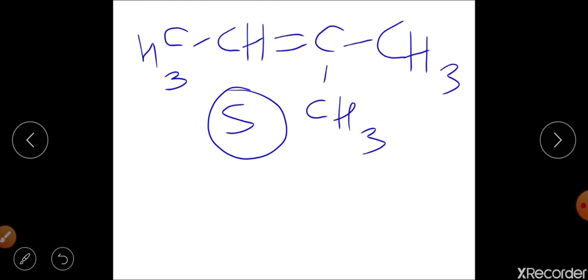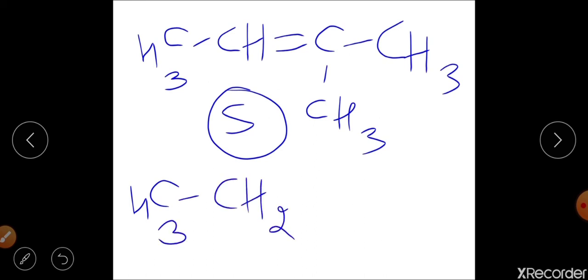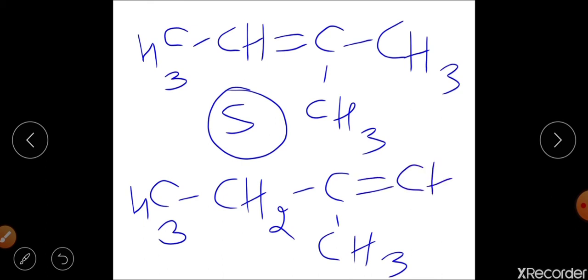And the H product can also be synthesized. What will be that product? CH3, CH2, C, CH3 and double bond CH2. This product will be called the H product. So these two products can be synthesized from the substrate that I have just written.